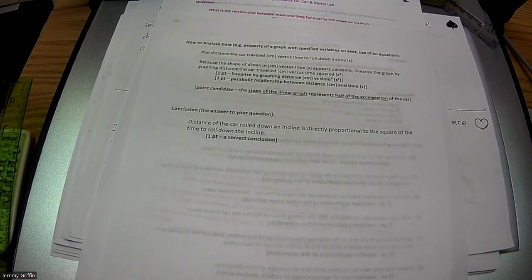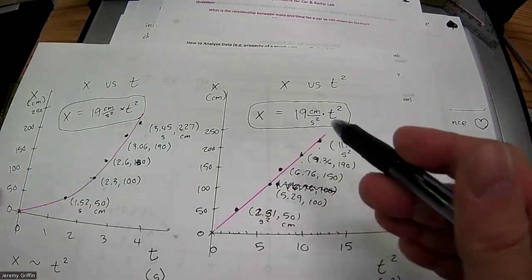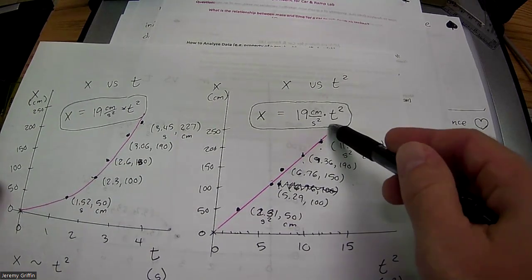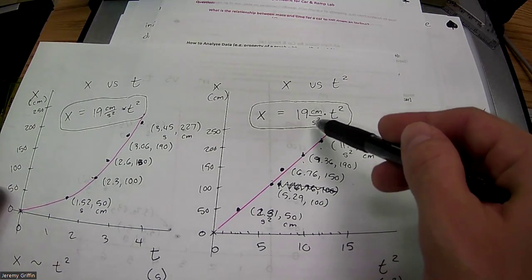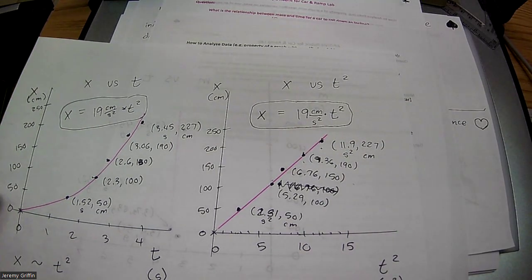AP cares about those types of proportional relationships. If you came up with an equation, even better. Like if you wrote this equation and said that it applies for a 5-degree incline angle, then that would work too. If you wrote x is 19 centimeters per second squared times t squared, boom, that's a great conclusion too. Okay, you guys good?